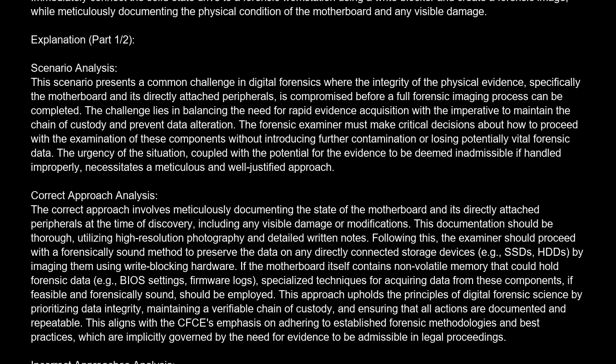Incorrect approaches analysis. Proceeding with a direct examination of the motherboard and its attached peripherals without proper documentation and write blocking for any connected storage devices is a significant regulatory and ethical failure.